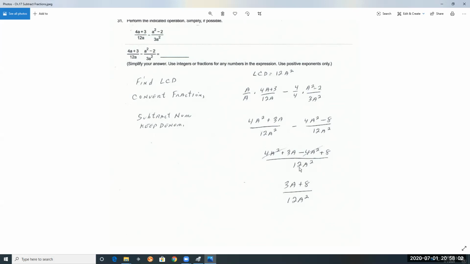So the denominator is 12a squared. First numerator is 4a squared plus 3a. Subtract this. That means both of these signs need to be changed. So this positive becomes a -4a squared, and this negative becomes a +8. We need to combine like terms. The 4a squared terms cancel each other out. We're left with a 3a plus 8 all over 12a squared.